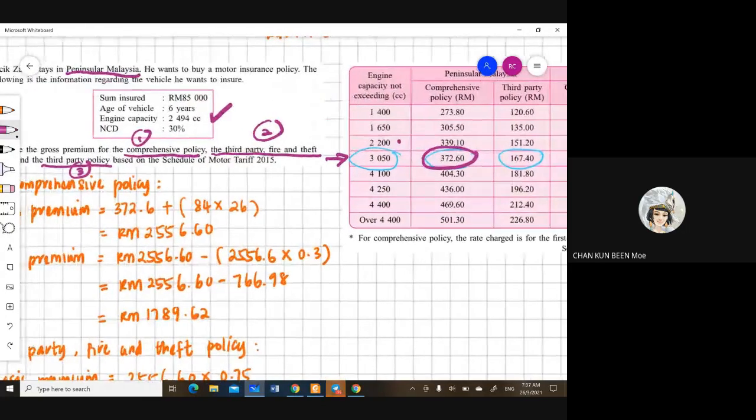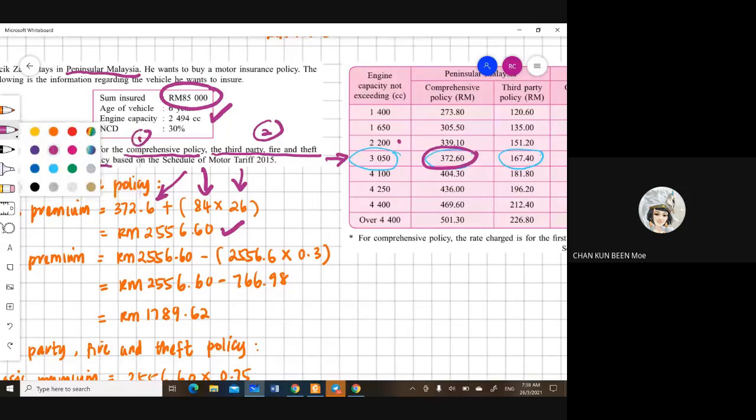Therefore, I have 372.6 over here, plus 84. Why 84? Because it is 85,000. You deduct the first 1,000 that came into this one. So 84 times 26 is a fixed figure, the one that you have learned in the previous lesson, whereby for Sabah and Sarawak is 20 ringgit 30 cents, right? But then for Peninsula is 26 ringgit. So after you multiply, you will get a sum of 2556.60. This one. You check your answer.